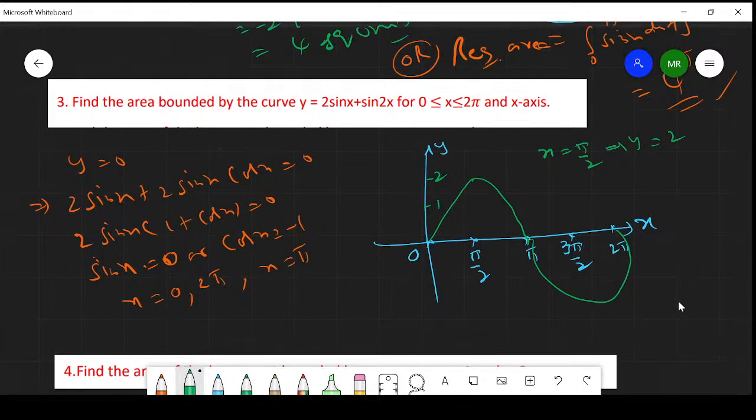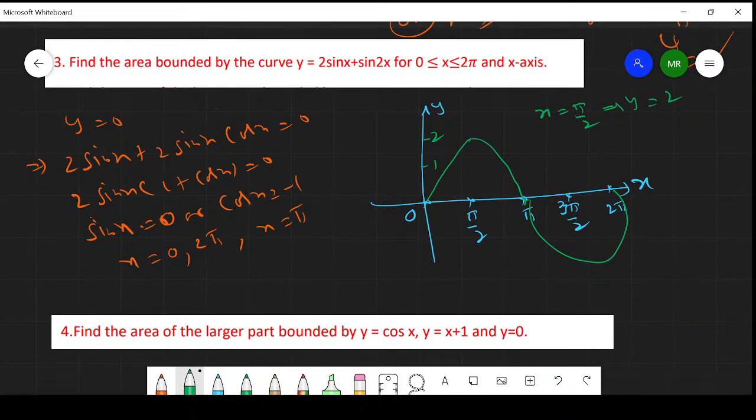It intersects. To find the required area, this is the required area. I want to find this area. Inside I can find here. This is the required area. I should find this area.